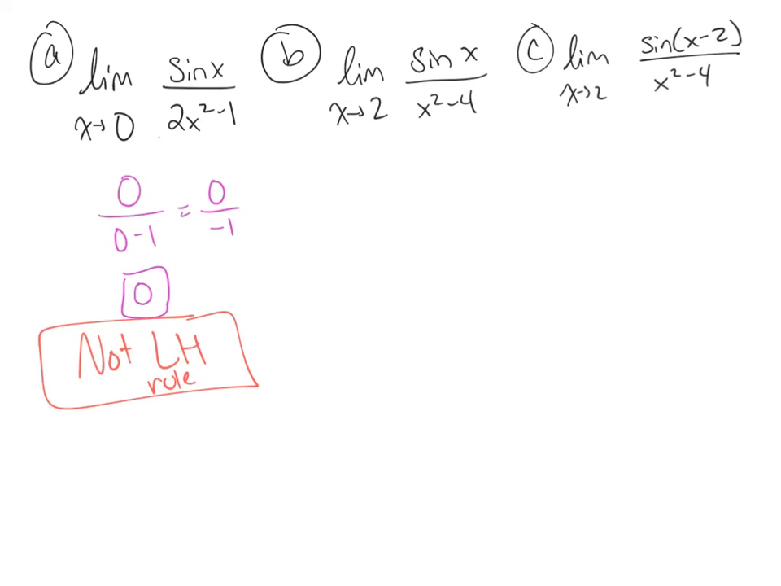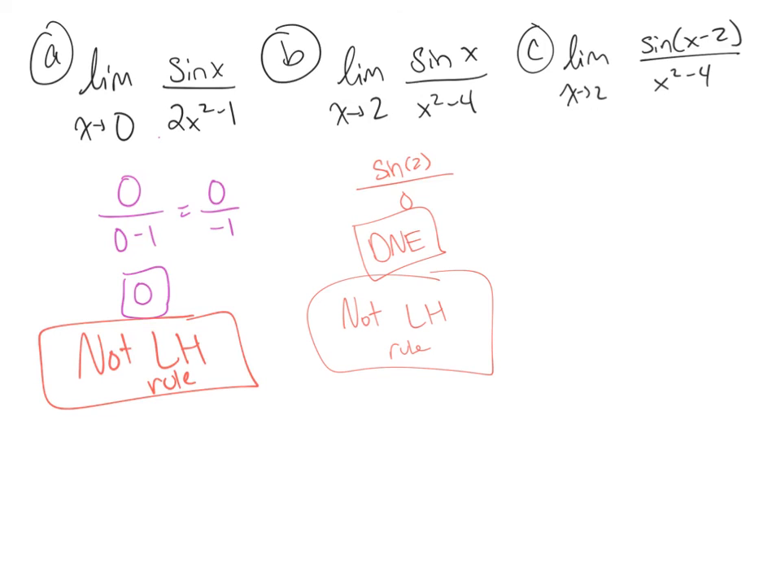Example B, if we take a look at this, if we plug in 2 into the numerator, sine of 2 is just going to be a number. I don't know what it is off the top of my head because we think in radians more, but that's not 0. In the denominator, we would get 0. So this would actually just be a limit that does not exist, not a L'Hopital problem, only if it had been 0 over 0. So not L'Hopital.